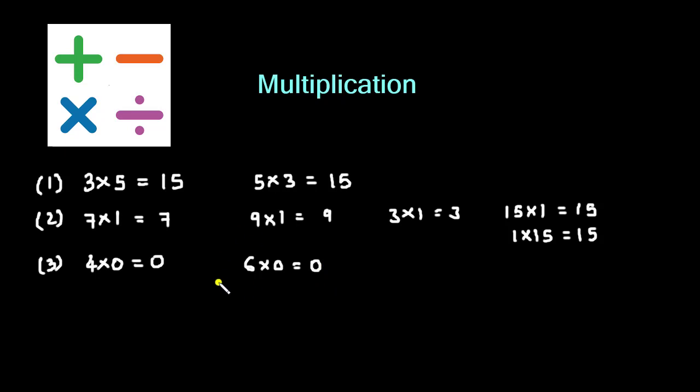If you take any number, you can take 300, 700, or you can take 1000, and you multiply that number by 0, you will get the answer 0.